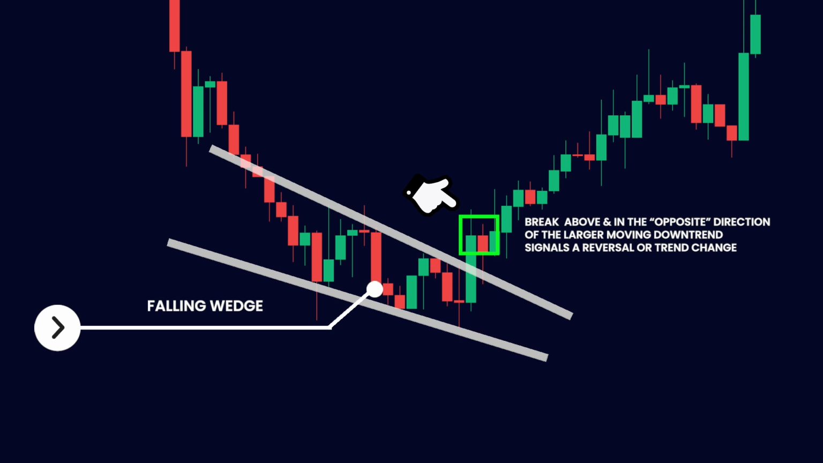This time from a downtrend to an uptrend. So you'd start looking for long entries once the price breaks out upwards.